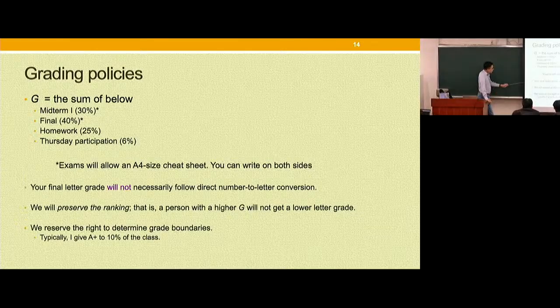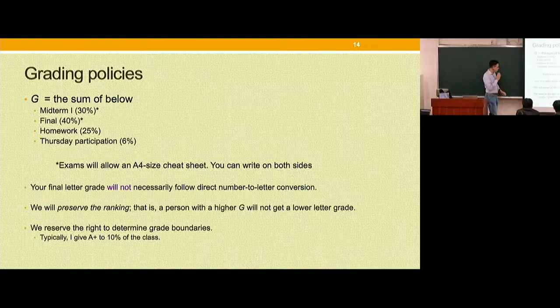And your final letter grade will not necessarily follow directly. After we sum up with this proportion, you get a number G, called the sum of your grades. The university uses the letter grade system, but we cannot promise you that your letter grade will be a direct number to letter conversion. We do not promise that if you score a G of 90 points and above, you will get an A+. But we also will not promise that if you get something below 60, you fail. We don't promise either way. There will be no direct conversion from your G score to the letter grade.